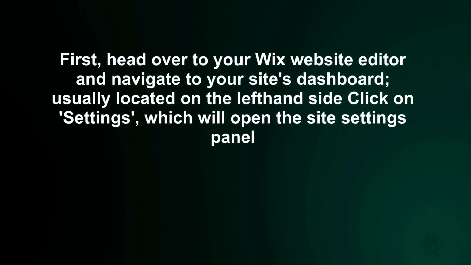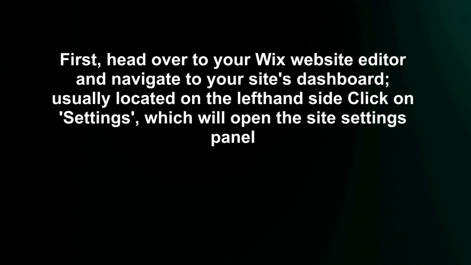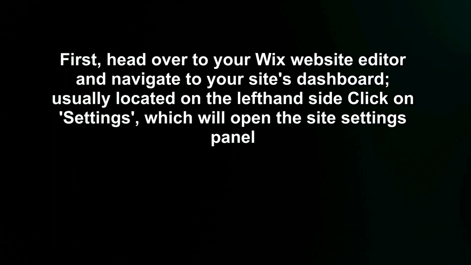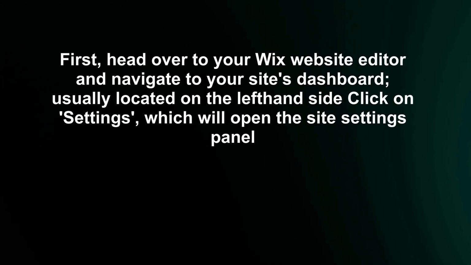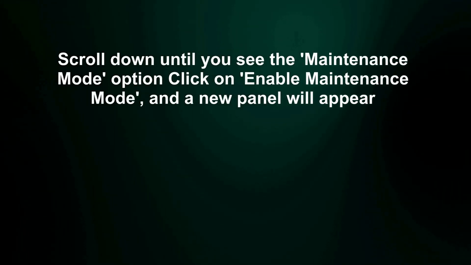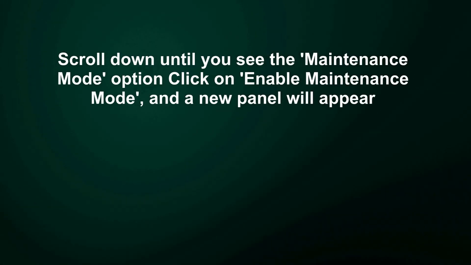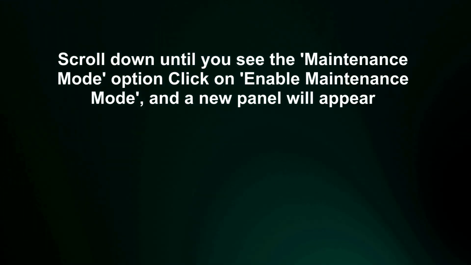First, head over to your Wix website editor and navigate to your site's dashboard. Usually located on the left-hand side, click on Settings, which will open the site settings panel. Scroll down until you see the maintenance mode option. Click on Enable Maintenance Mode, and a new panel will appear.